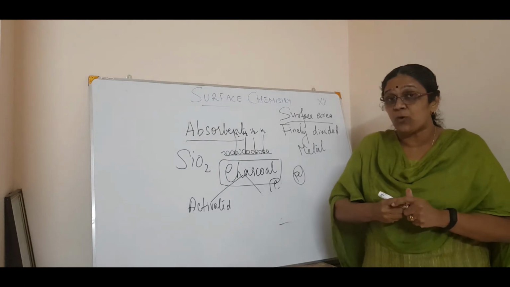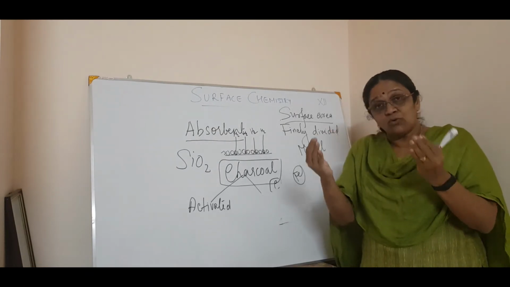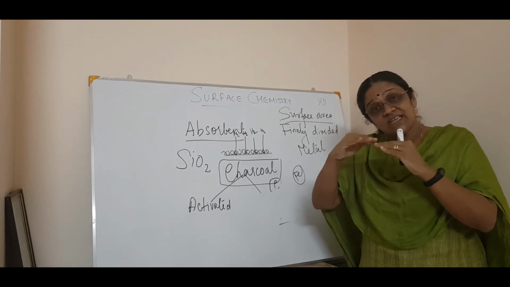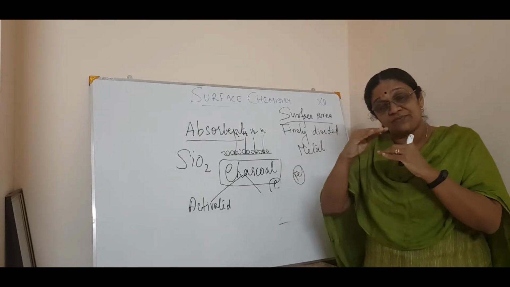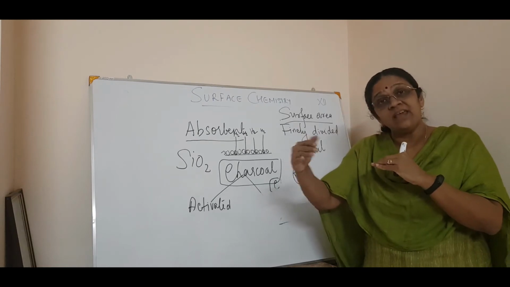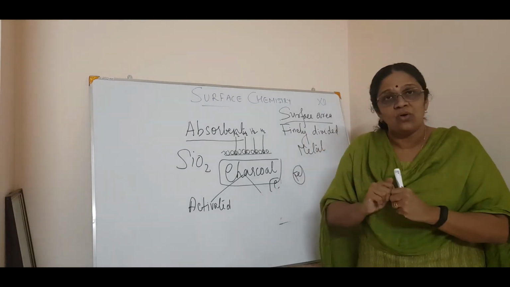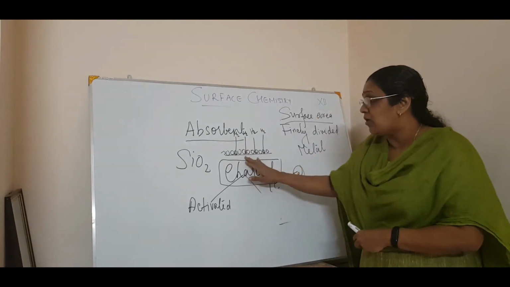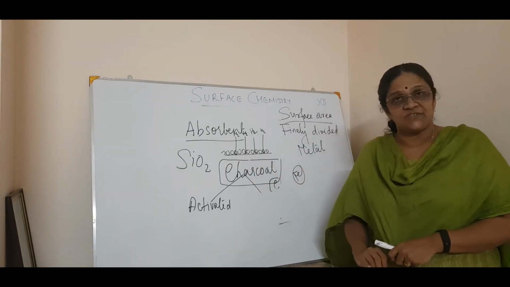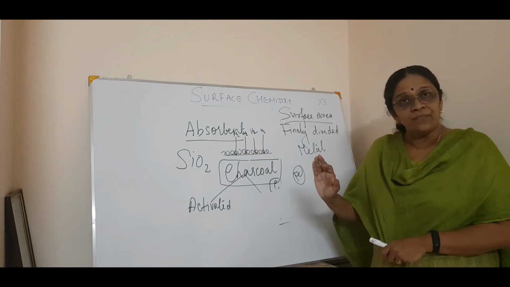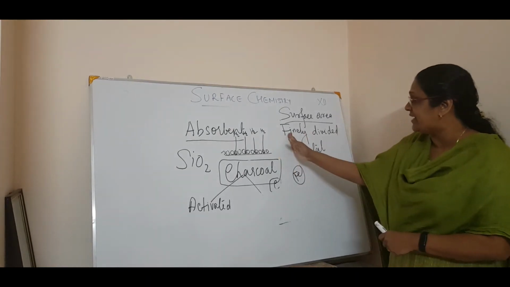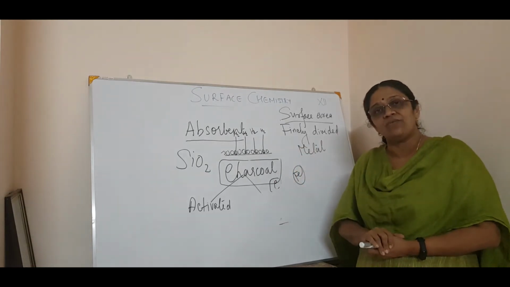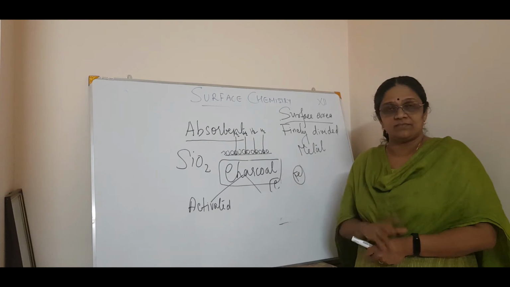Why? Because surface area means the outermost layer, the interface. So if the surface area is large, then the extent of adsorption is also large. That means more and more molecules can get adsorbed on the surface of the solid substance. Is it clear? So these are the examples: finely divided metal, silica gel, alumina gel, charcoal, etc. are examples of a good adsorbent.